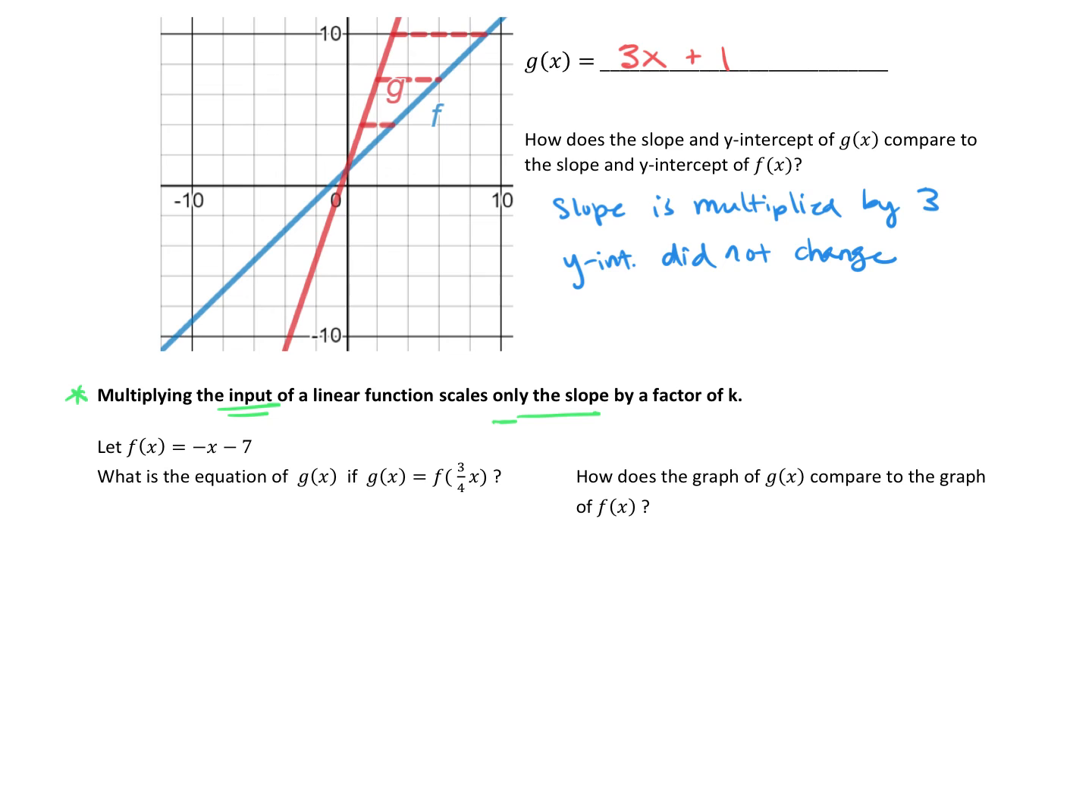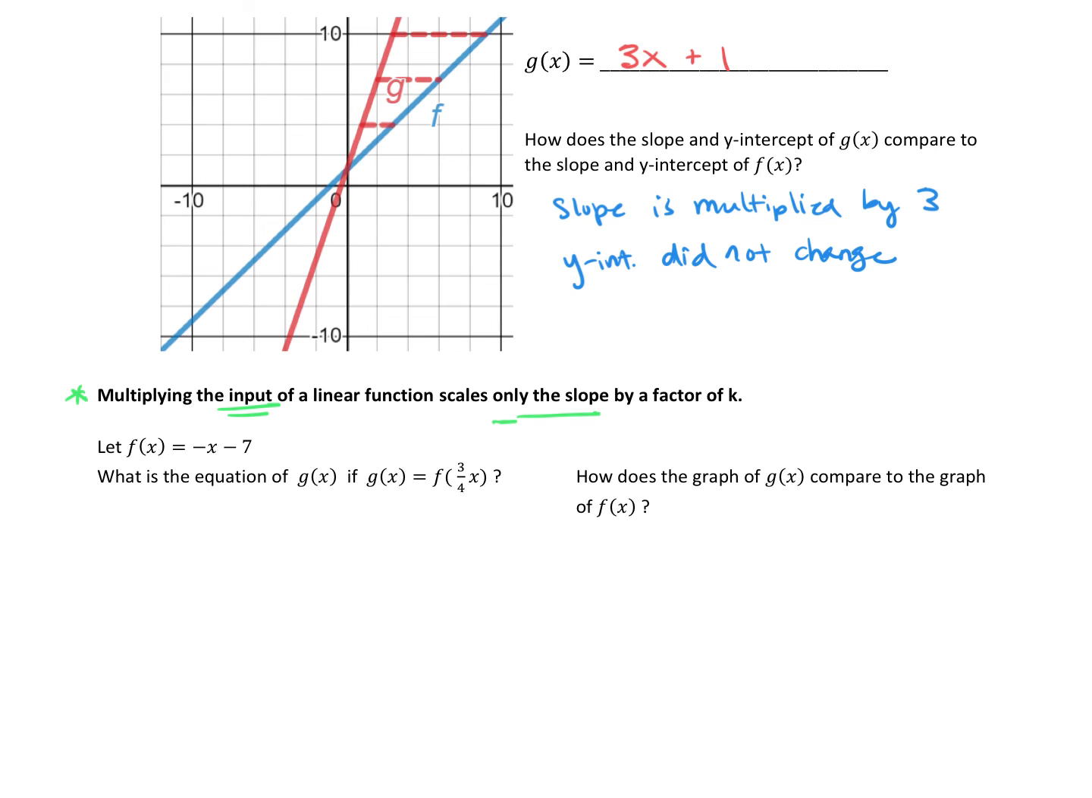So let's just look at one more quick example so we can get the hang of what we're seeing here. Let f of x equal a negative x minus 7. What is the equation of g of x if g of x equals f of 3/4 times x? So here we are multiplying the input by a 3/4.